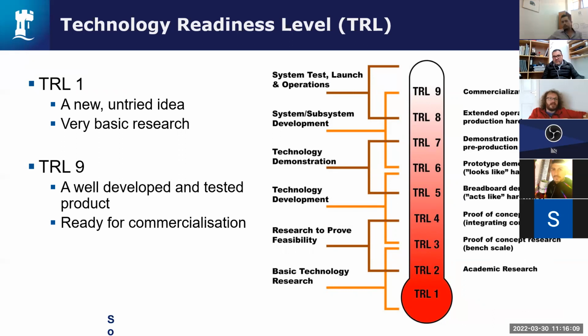At what level is it? So technology readiness level 1 is a new idea. This is where your professor has had a good idea, or what he thinks is a good idea, on the way to work that morning. So he's got a really good new idea, totally untested, untried. It probably won't work, but it might be a really good idea. Okay, so that's technology readiness level 1.